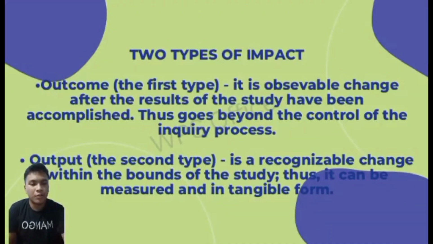These are the two types of impact. First, outcome. The first type is an observable change after the results of the study have been accomplished. Thus, it goes beyond the control of the inquiry process. Output. The second type is a recognizable change within the bounds of the study. Thus, it can be measured in tangible form.